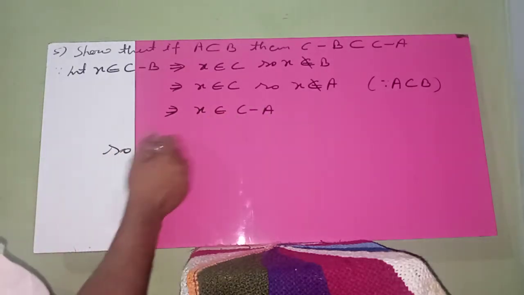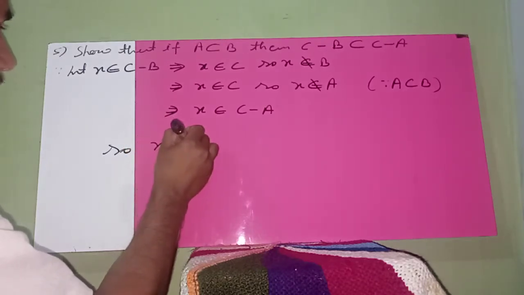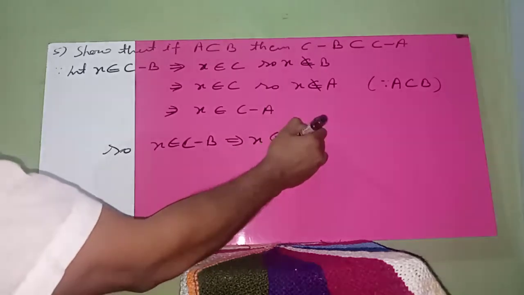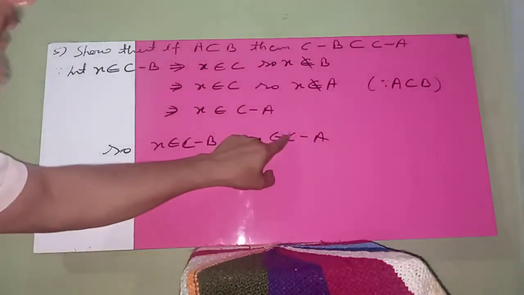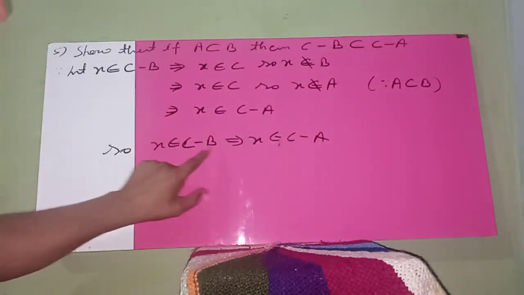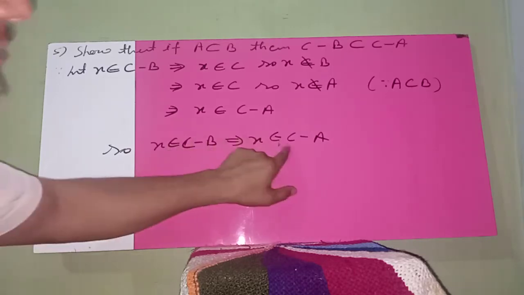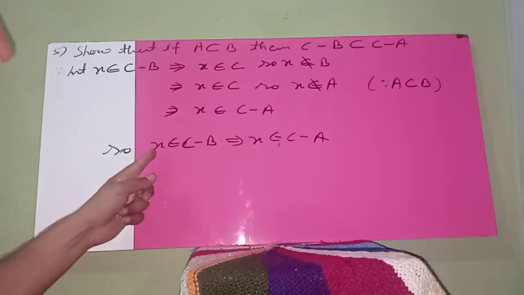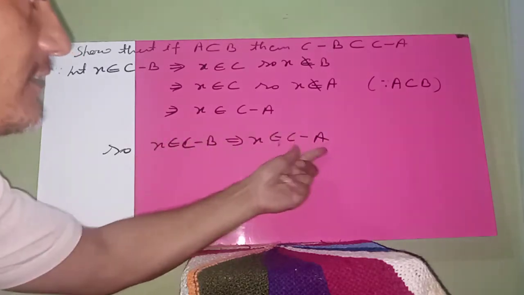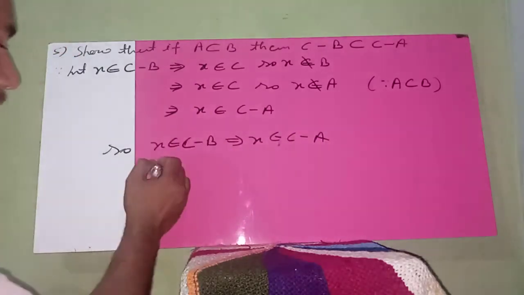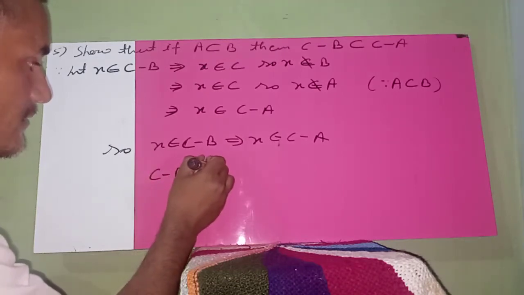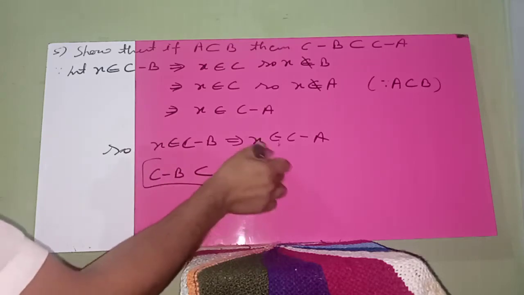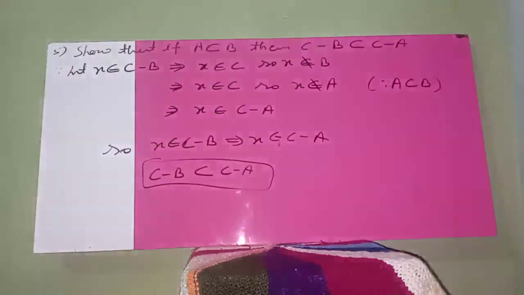सो वी कैन से दैट X is the element of C minus B. So that implies X is the element of C minus A. So it means set C minus B के अंदर का जो एलिमेंट X है वो C minus A के अंदर भी मौजूद है. सी माइनस बी के अंदर के जितने भी एक्स एलिमेंट हैं वो सी माइनस ए के अंदर भी हैं। तो इसका मतलब क्या हुआ, सी माइनस बी इज द सबसेट ऑफ सी माइनस ए। क्लियर? सो वी कैन प्रूव दिस स्टेटमेंट.